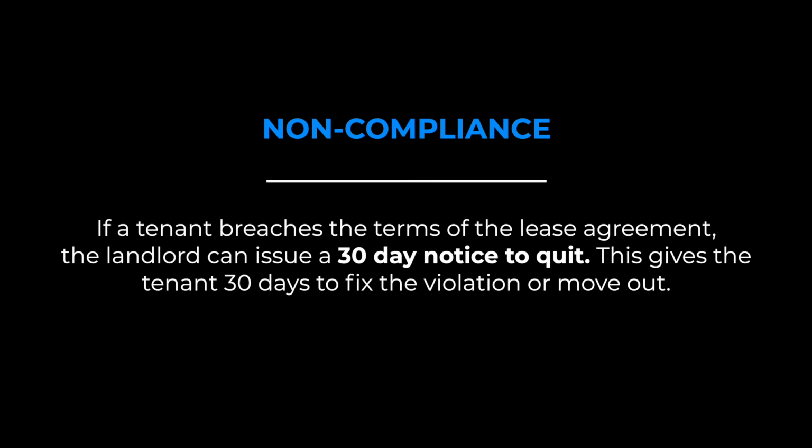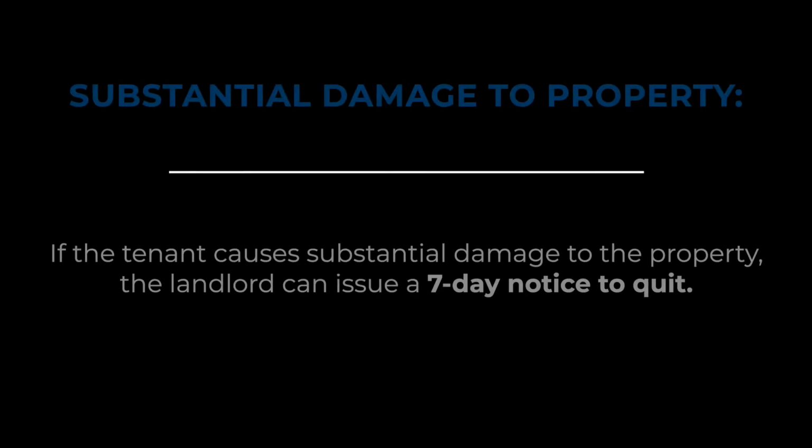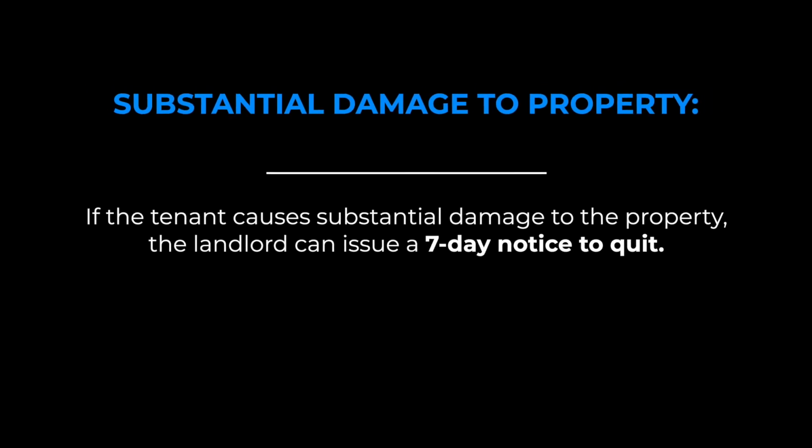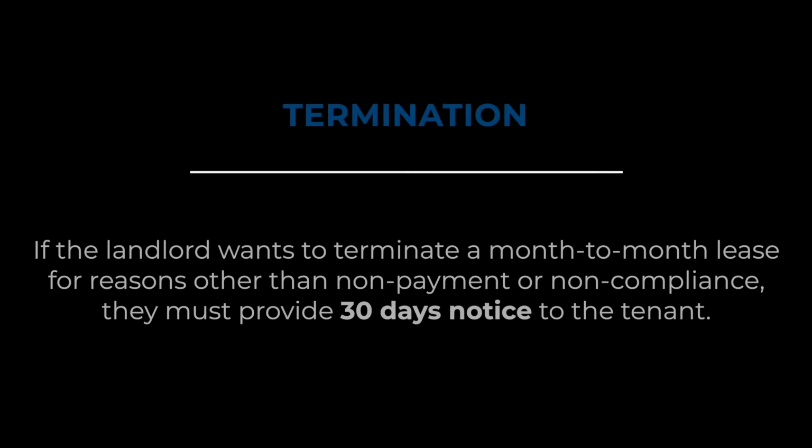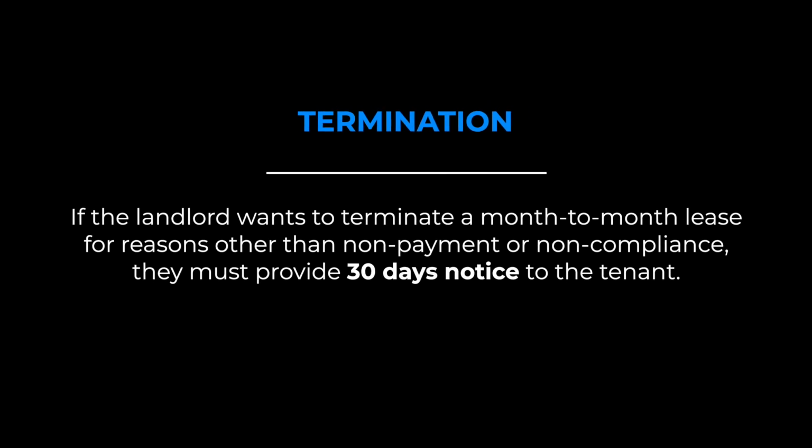Non-compliance. If a tenant breaches the terms of a lease agreement, the landlord can issue a 30-day notice to quit. This gives the tenant 30 days to fix the violation or move out. Substantial damage to the property. If the tenant causes substantial damage to the property, the landlord can issue a 7-day notice to quit. Termination. If the landlord wants to terminate a month-to-month lease for reasons other than non-payment of rent or non-compliance, they must provide 30 days notice to the tenant.